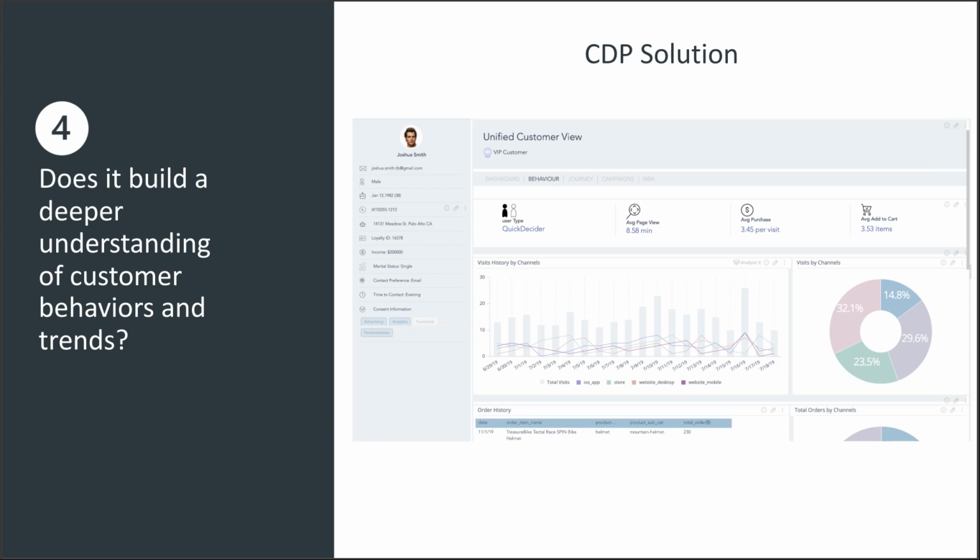We know that he spends a lot of time on our web properties. We also know that he has a high conversion rate, with an average purchase of 3.45 per visit. And again, those metrics are based on the data that you have within your data sets.